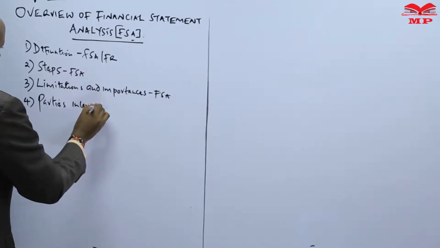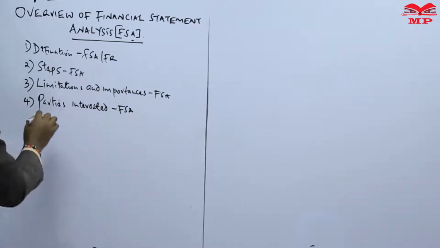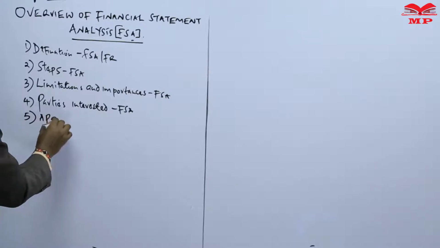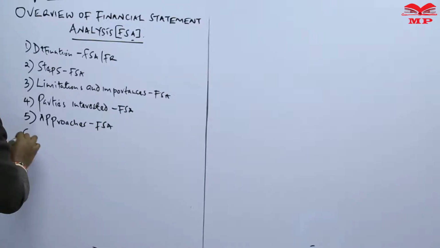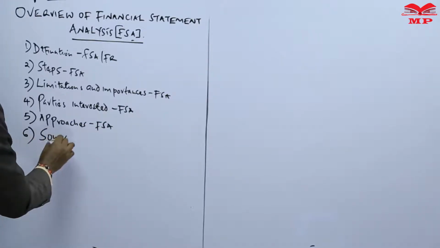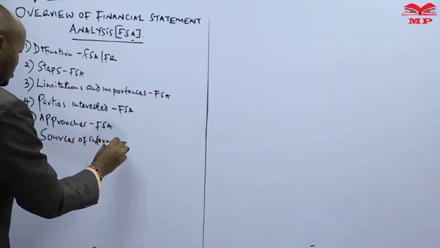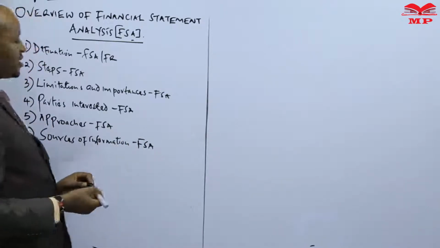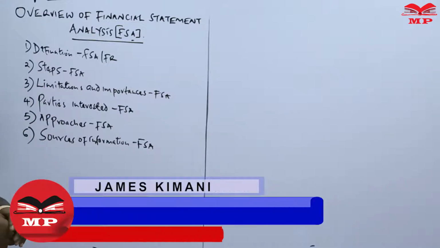Then from there, we're also going to look at what we refer to as the parties interested in the information which is provided by the financial statement analyst. Still, we're also going to look at the approaches used in financial statement analysis, and the sources of information which is used in financial statement analysis. So those are basically the various areas which you are going to cover in that particular topic.